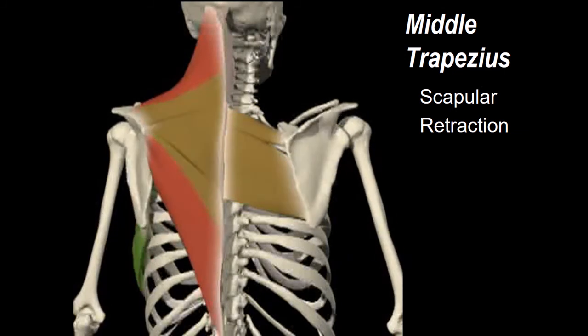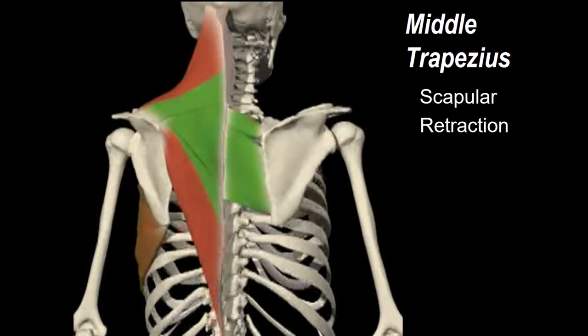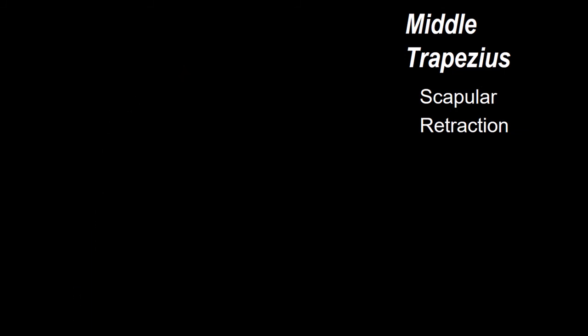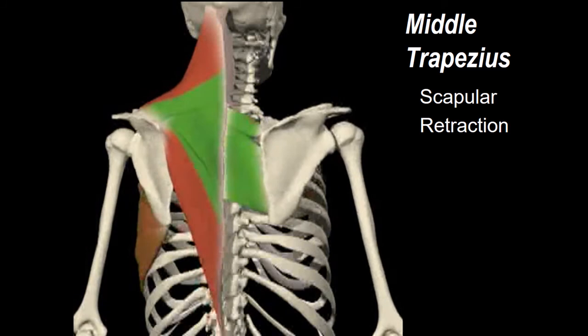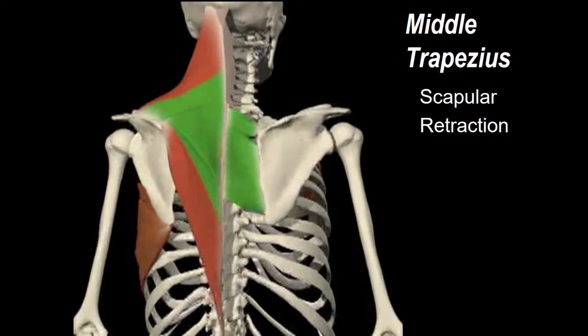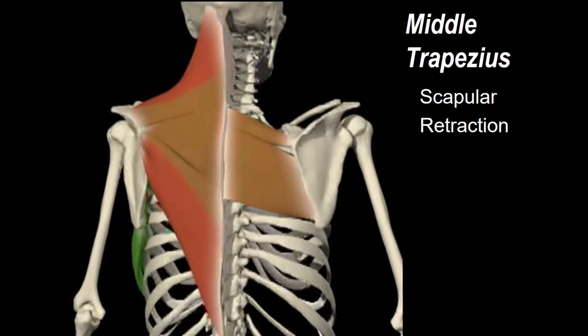And here's the middle trap, right there, performing retraction. In these videos, when the muscle turns green, that's when it's firing. All right. One more time. So that's middle trap performing retraction.